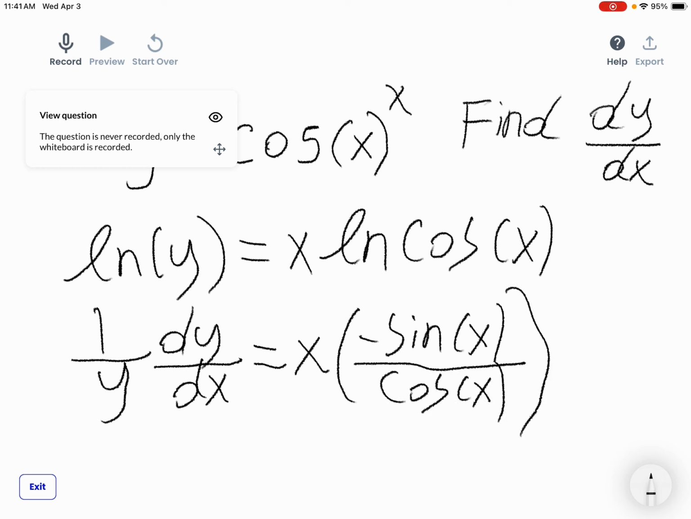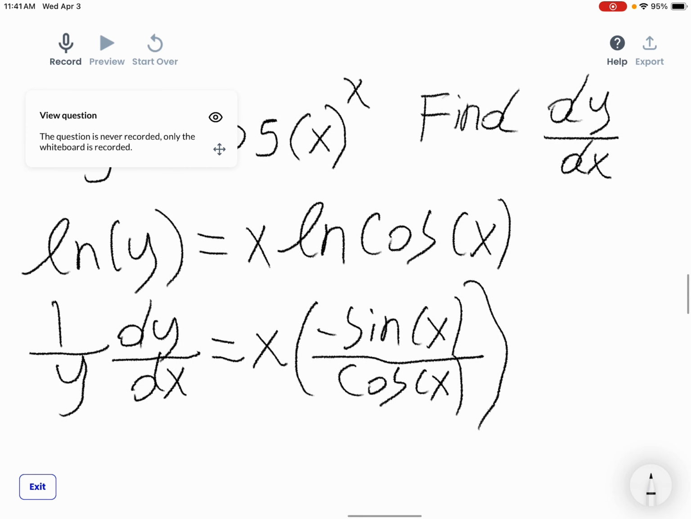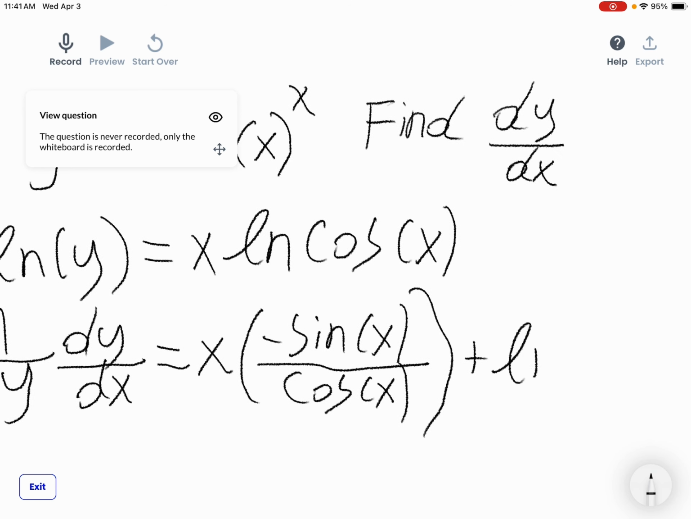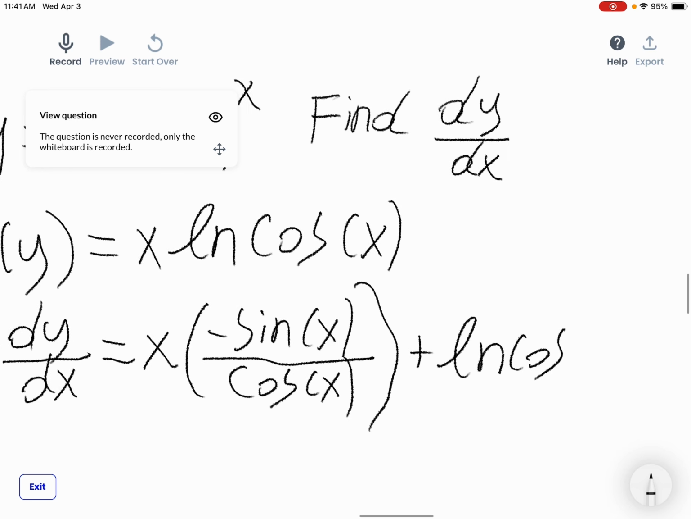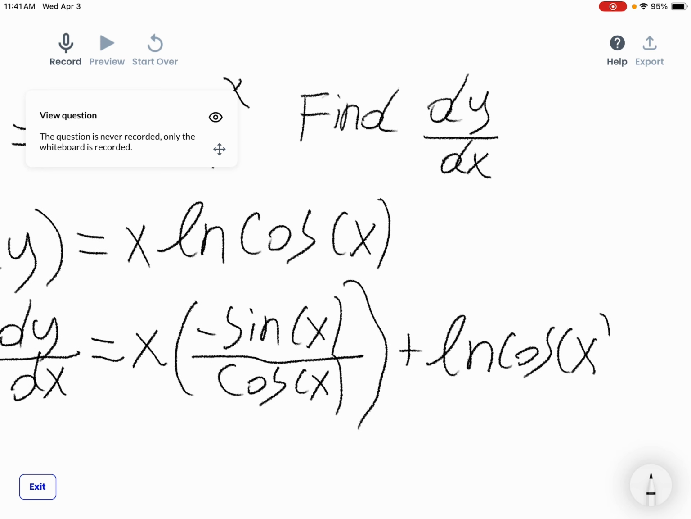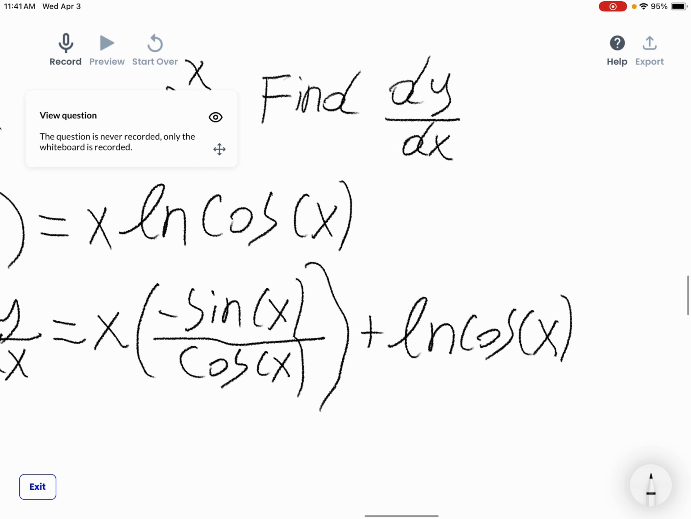So that's the first times the derivative of the second, and then we add the second, which is just the natural log of cosine of x, times the derivative of the first. The first here is just x, and the derivative of x with respect to x is just 1. So, times 1.